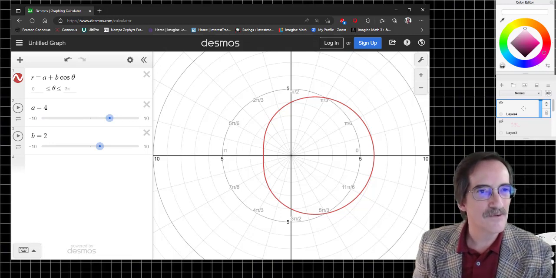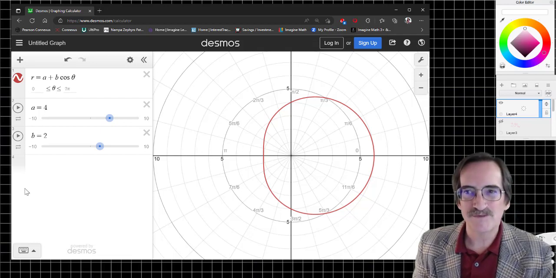All right, hopefully that helps. Play around with Desmos, by the way. I encourage you to do this in Desmos. Desmos is a lot of fun.